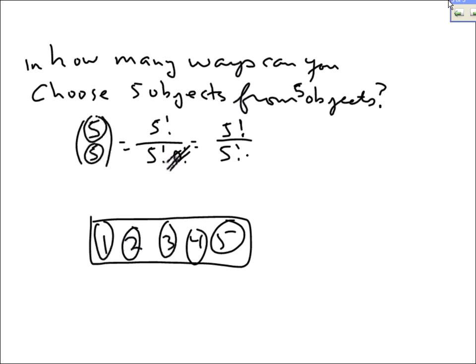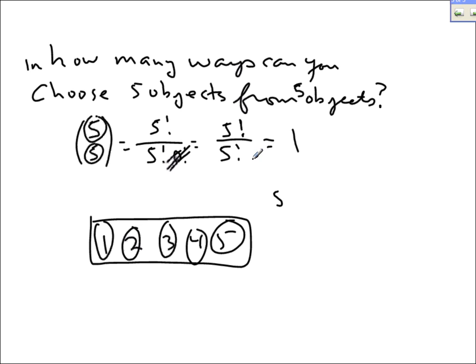Now, 5 factorial is some number. I don't care if it's 120 or 2,311. I'm dividing by the same exact number. And if I divide by the same exact number, I hope it's very clear what we're going to get. We're going to get 1.